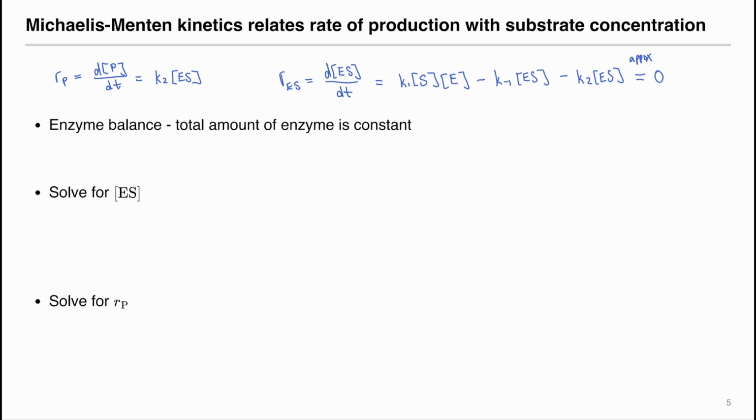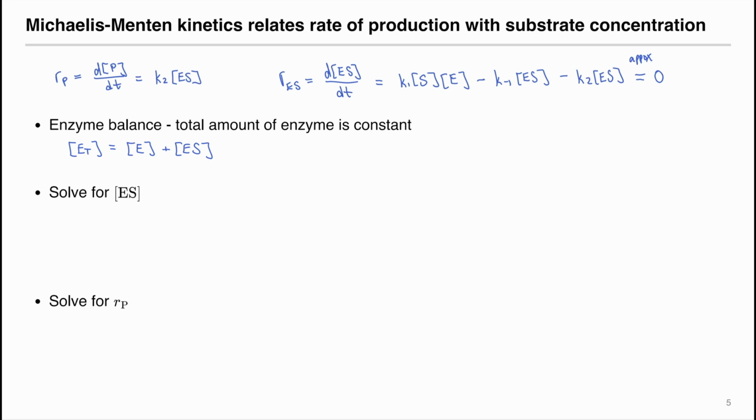Now, to write the concentration of E with respect to other quantities, we can perform an enzyme balance. That is, the total amount of enzyme is constant. So we have the concentration of enzyme total is constant, and it equals the concentration of E, the enzyme that is available, plus the concentration of enzyme substrate complex. That is the enzyme that is occupied. So enzymes are either occupied or unoccupied.